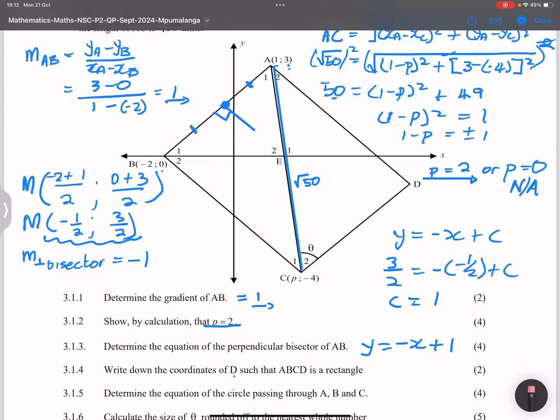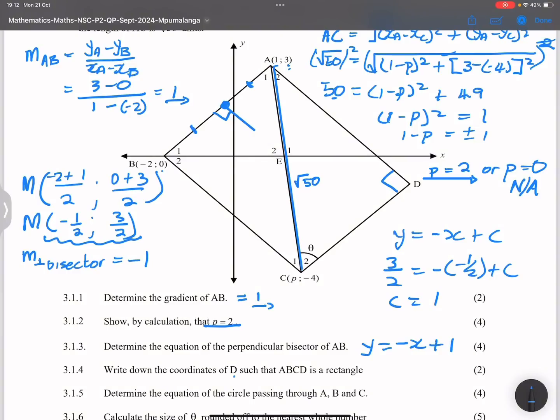They say to us, write down the coordinates of D such that ABCD is a rectangle. Now remember, if this is a rectangle, we haven't calculated anything about the sides, but we do know that it means this would be a 90-degree angle.